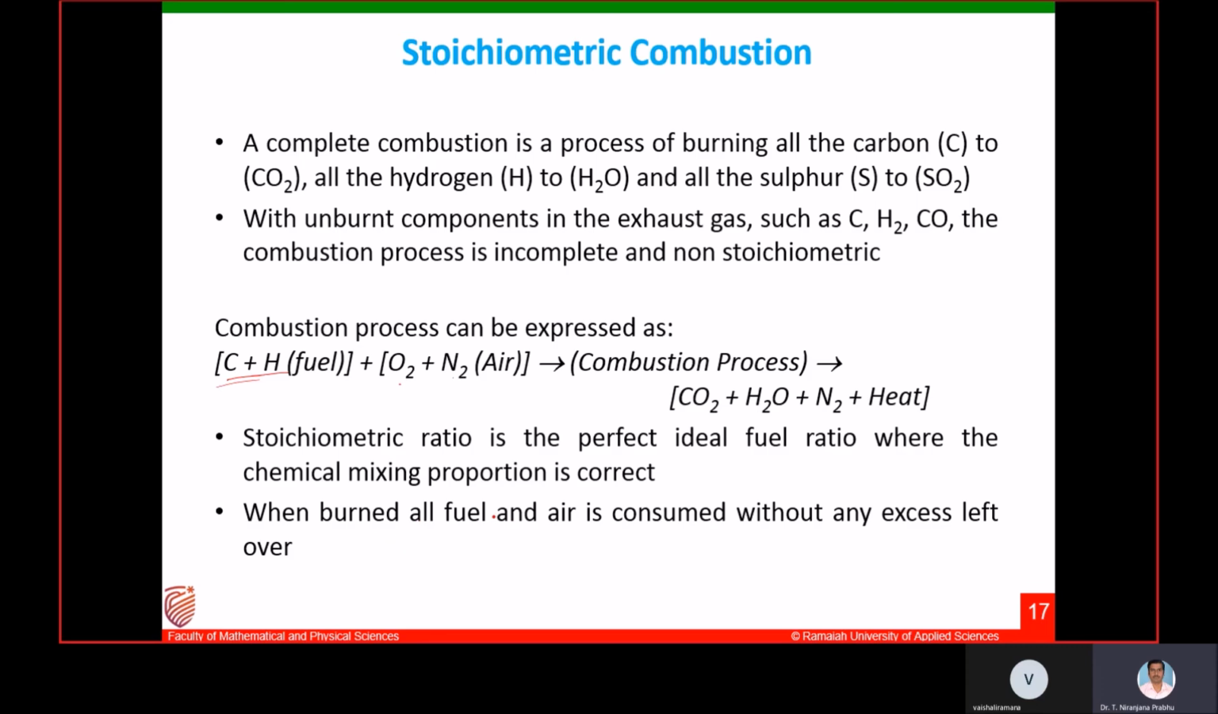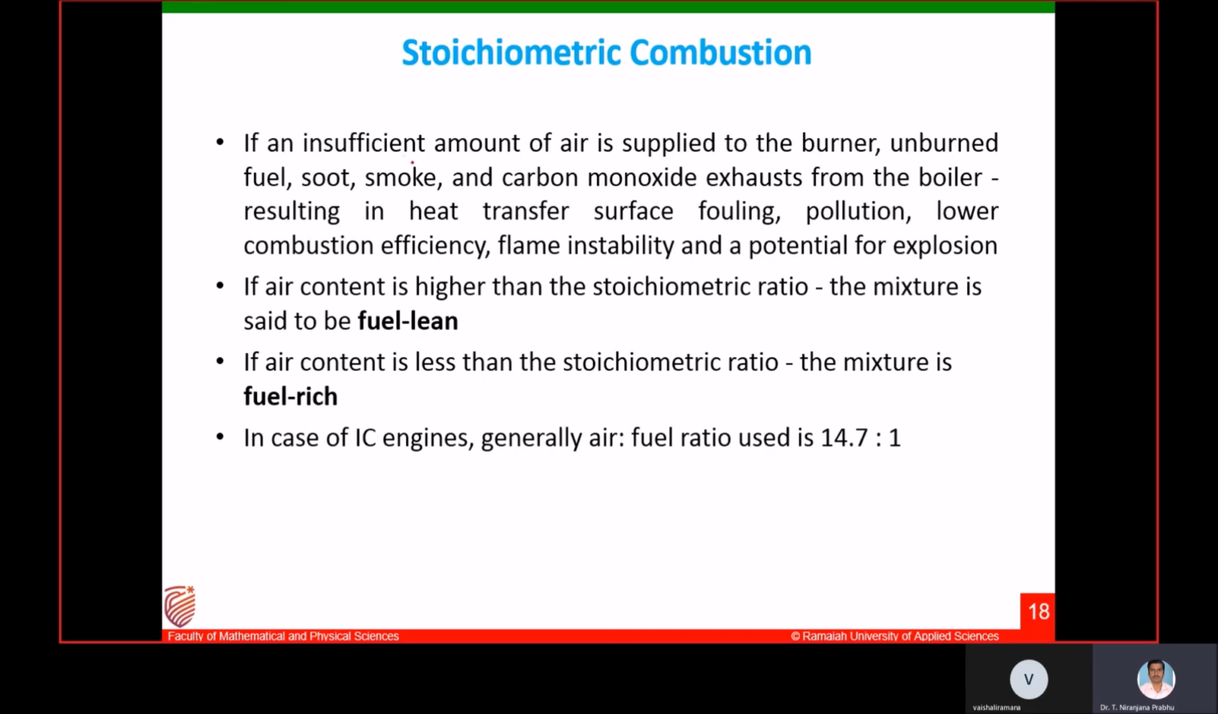When burned, all fuel and air is consumed without any excess left over. If you burn the fuel, all fuel and air should be consumed. If an insufficient amount of air is supplied to the burner, unburnt fuel, soot, smoke, and carbon monoxide exhaust from the boiler, resulting in heat transfer surface fouling, pollution, lower combustion efficiency, flame instability, and a potential for explosion.